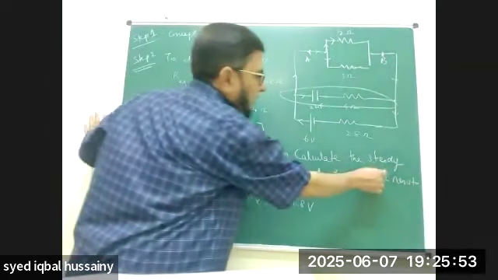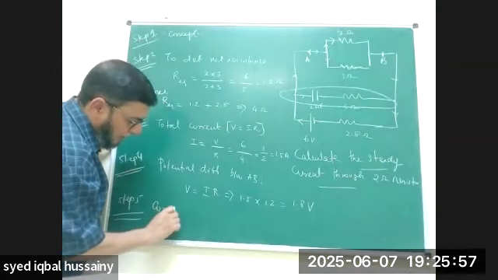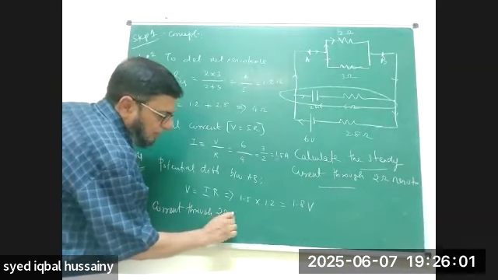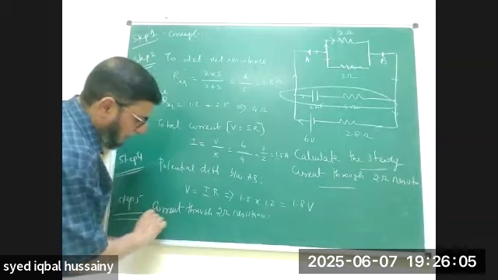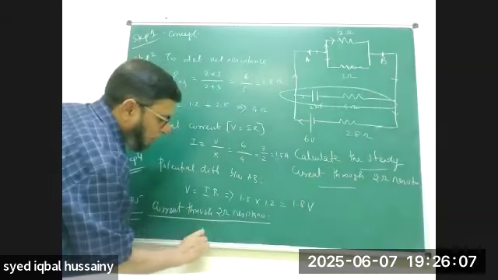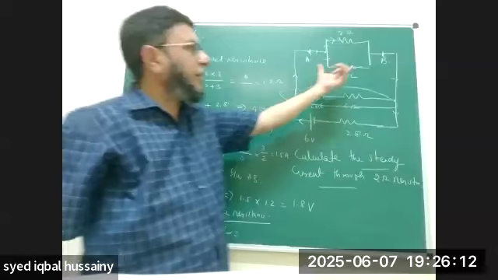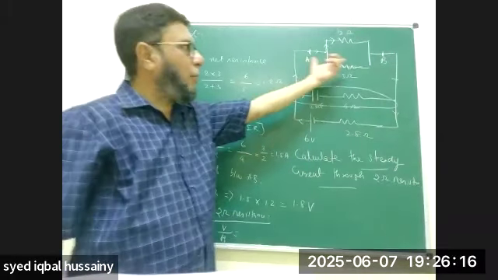This is the question. Calculate the steady current through 2 ohm resistance. So current through 2 ohm resistance. I equal to V by R. So if 1.8 volt is flowing here, then here also 100% 1.8 volt should flow. That is the common potential difference.